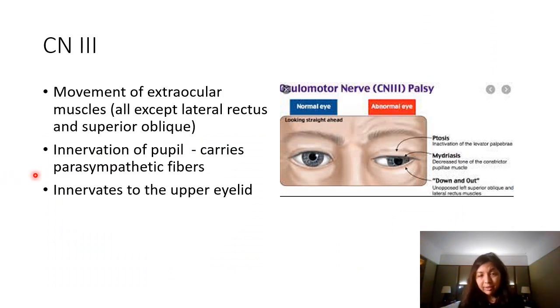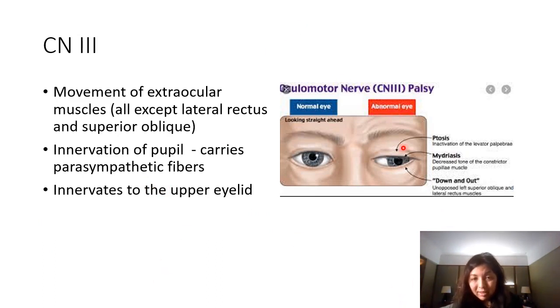Okay, moving on to cranial nerve 3, the oculomotor nerve. The thing about cranial nerve 3 is it has quite a lot of different components that it innervates. It innervates the extraocular muscles of the eye. In fact, it innervates almost all of them except two, the lateral rectus and the superior oblique. It carries autonomic fibers to the pupil, and those are the parasympathetic fibers. And it also innervates muscles to the upper eyelid, which elevate the eyelids.